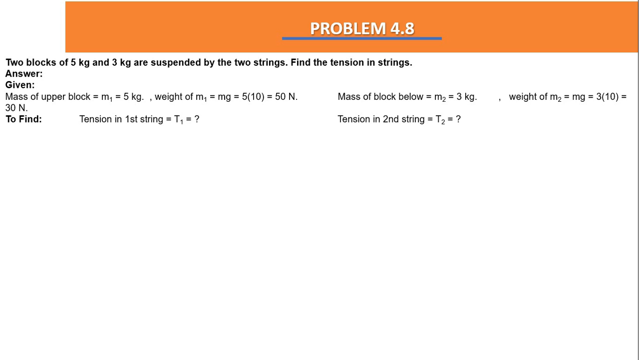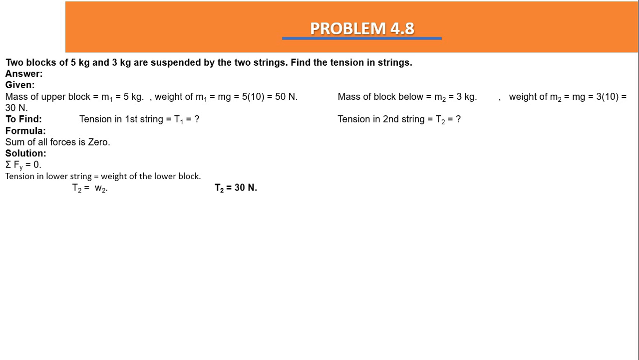To find tension in the string T1 and tension in second string T2. Formula क्या होगा sum of all forces is 0. Summation of F of y is equal to 0. So the tension in lower string is equal to weight of the lower block. T2 is equal to W2 or T2 is equal to 30 Newton. Tension in the upper string is equal to weight of the lower block plus weight of the upper block. So T1 is equal to W2 plus W1. We will get T1 is equal to 80 Newton.